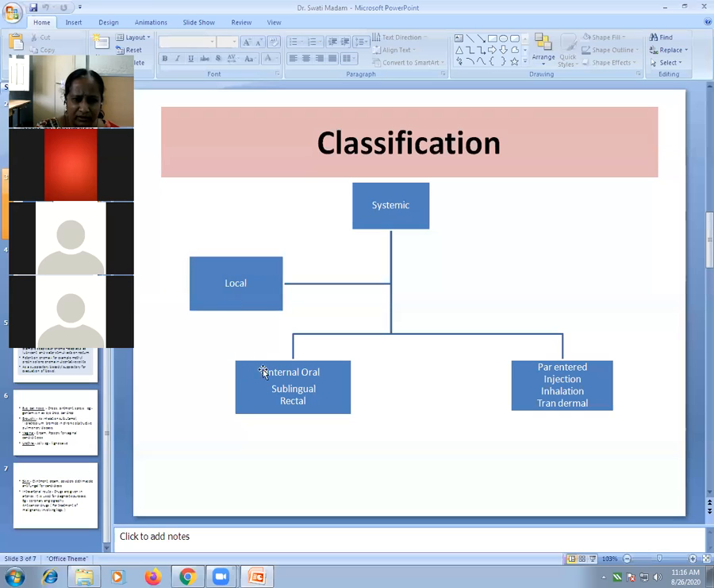This is the local route. Then we have seen oral and sublingual. If the sublingual route is asked, then the tablet is kept below the tongue. Then we have seen the parenteral route: injections, inhalation and transdermal.